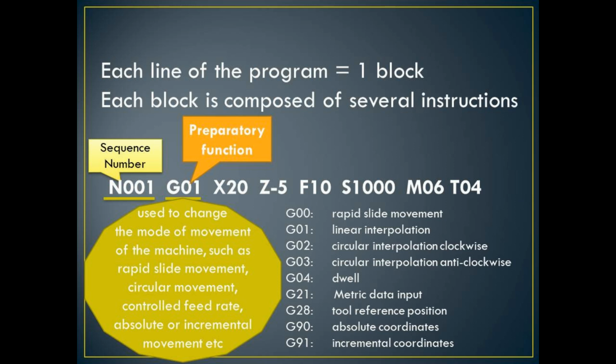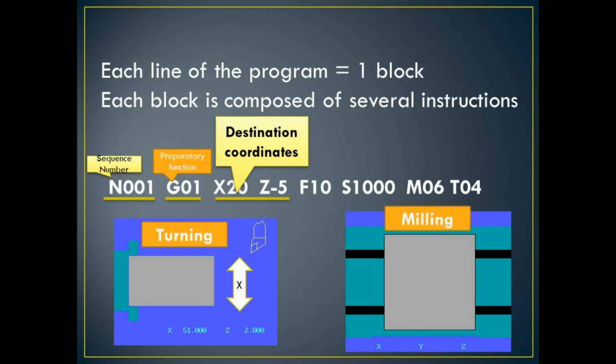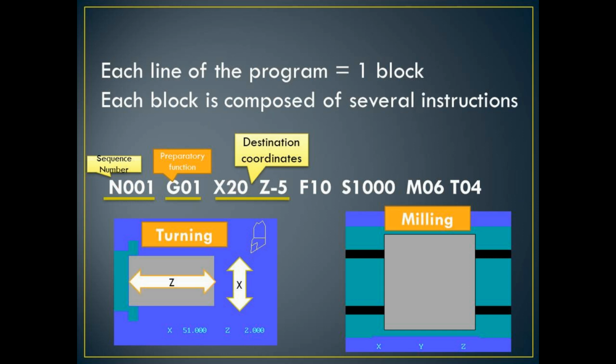G codes are shown here. We will discuss those things in the upcoming videos individually. Next, we are having the destination codes for the cutting tool to remove the metal from the workpiece. These destination codes will be denoted by X, Y, Z, U, W.